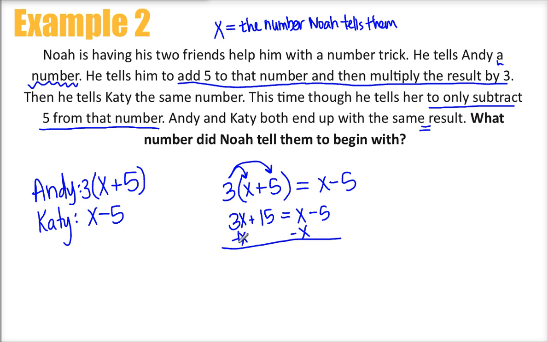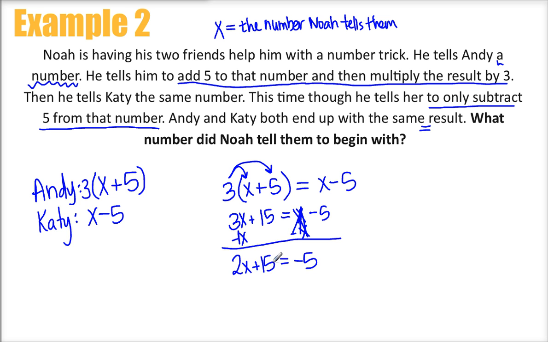3x minus x, there's not a number there. It's assumed that it's a 1. So 3x minus an x is 2x plus 15. And then equals x minus x is 0, so that cancels out. And then we still have a negative 5.